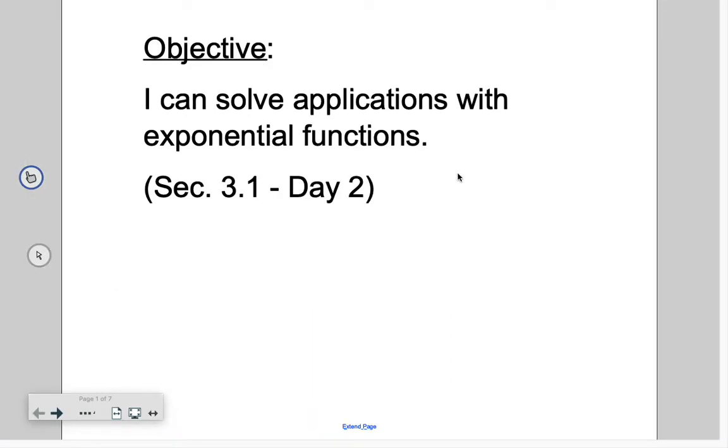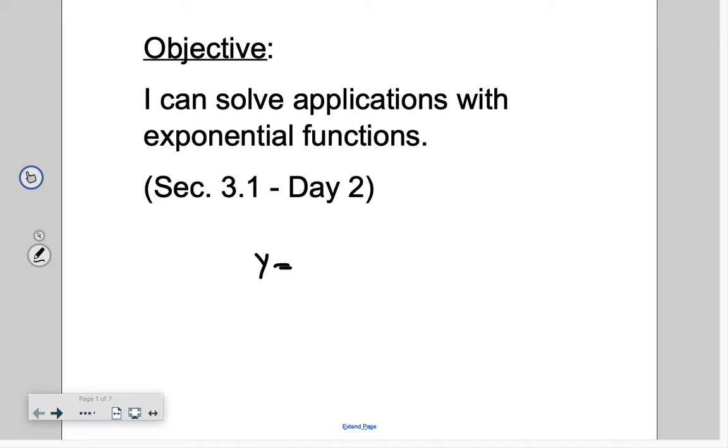All right, so if we take a look, like I said, we're going to solve application problems today of exponential functions. We talked a little bit on Friday about types of applications. Now we're going to actually get into them. One quick specific thing as we go into that, don't forget, you may want to write this down.